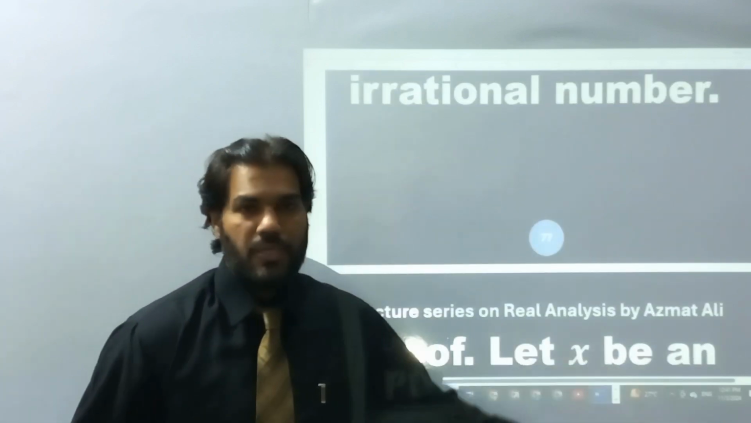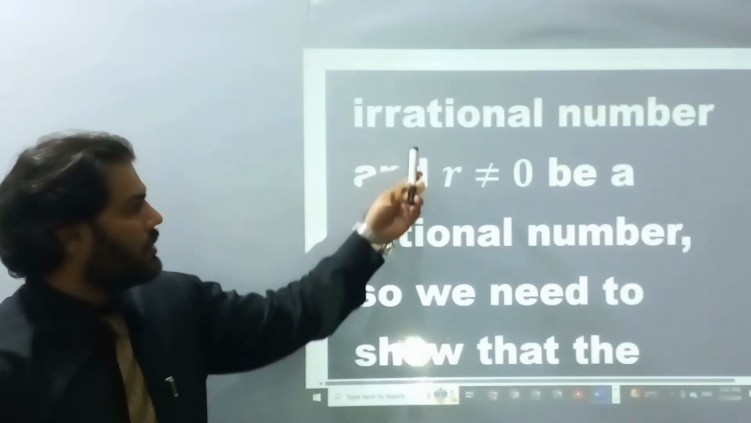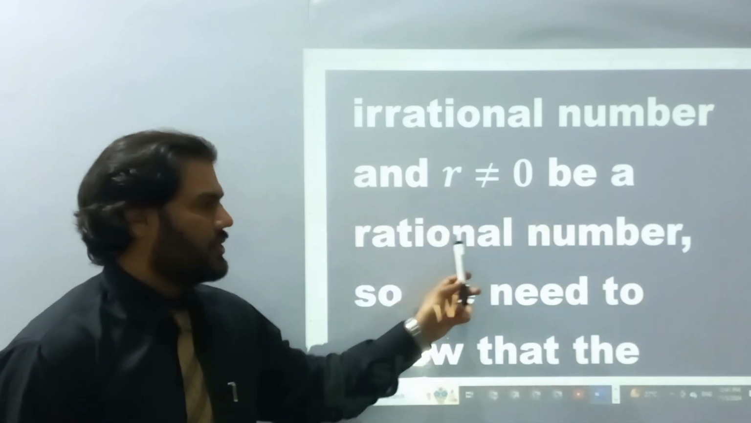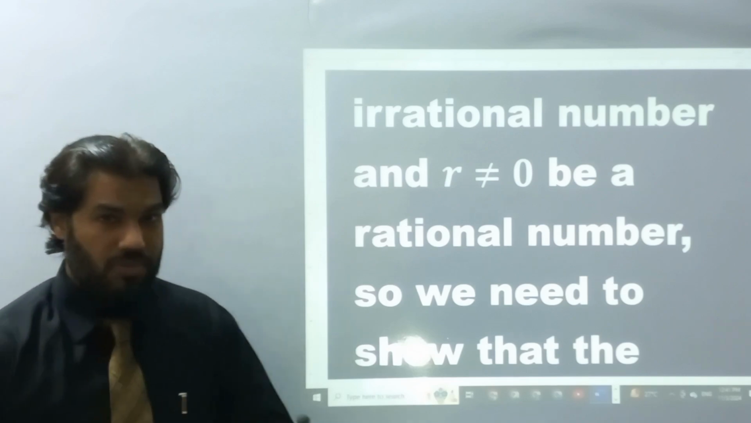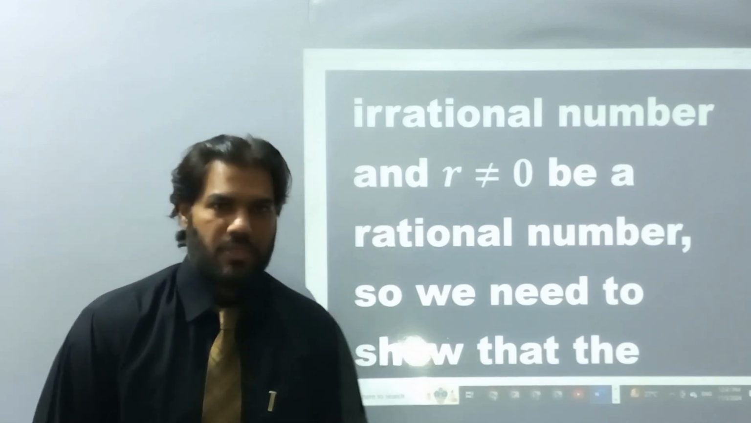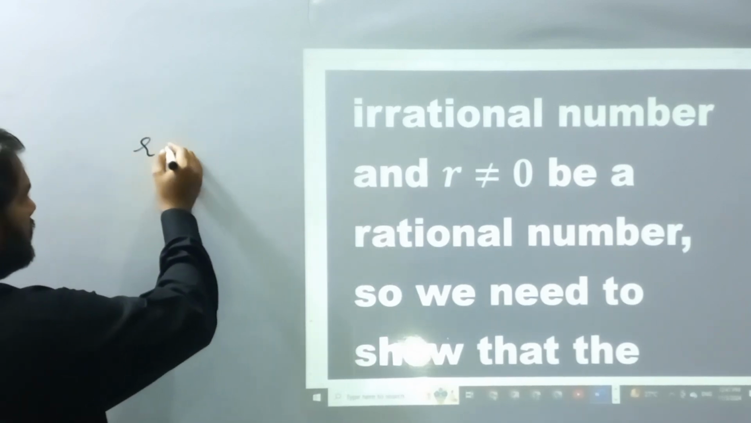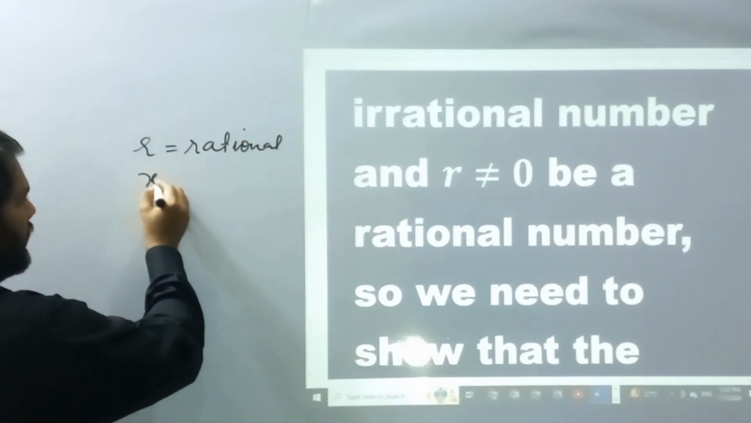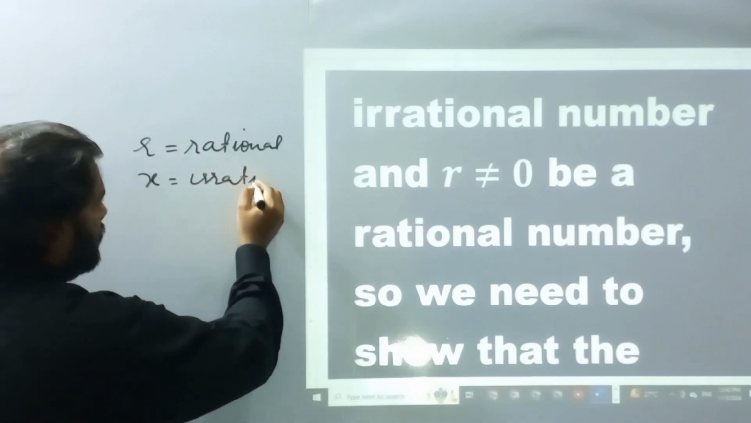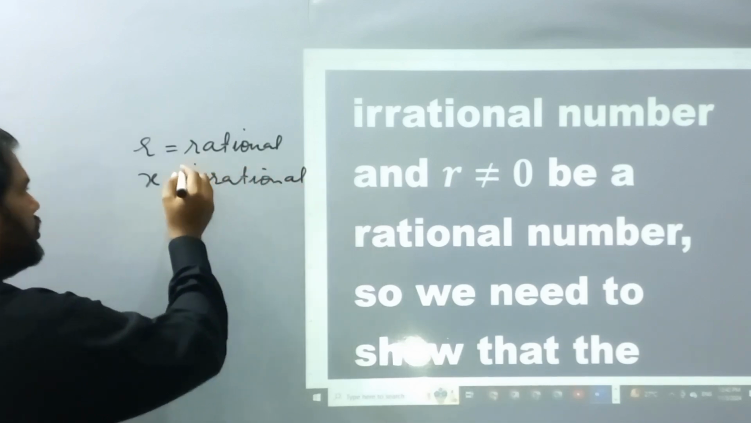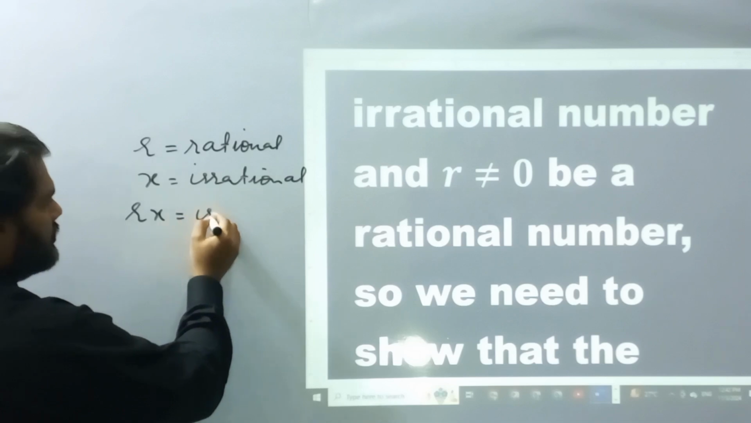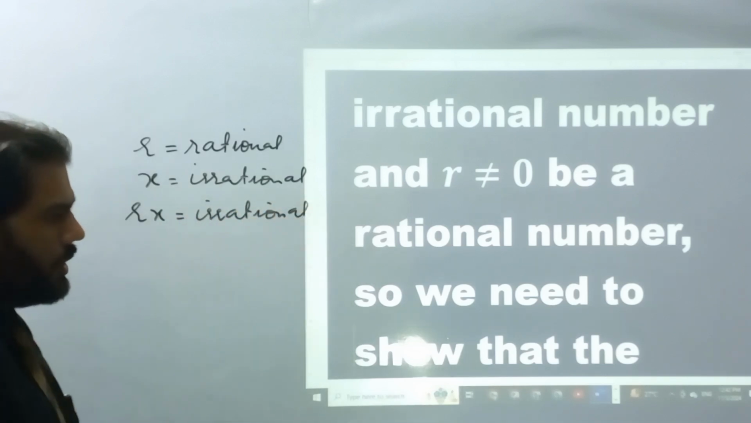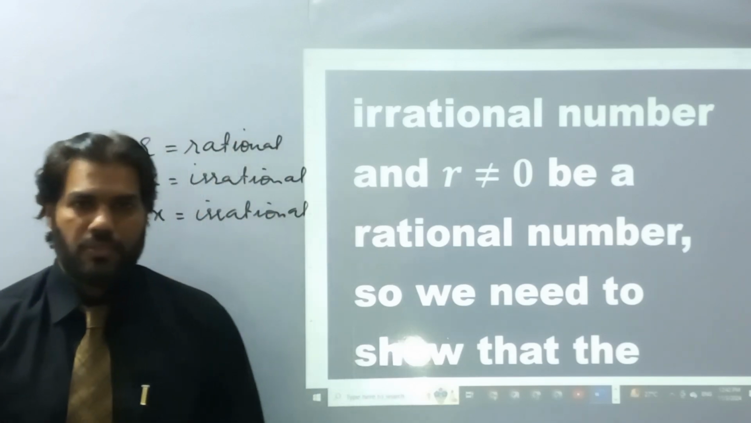Let x be an irrational number and r, not equal to 0, that is non-zero, be a rational number. r is our non-zero rational number and x is our irrational number. We need to show that rx is irrational. This is our target. Here we will also use contradiction.